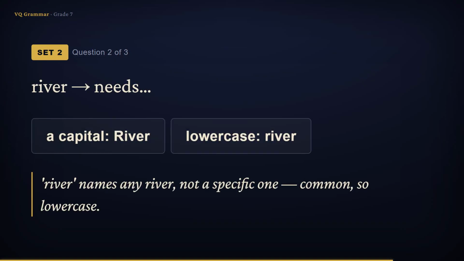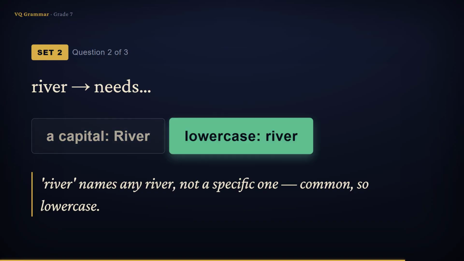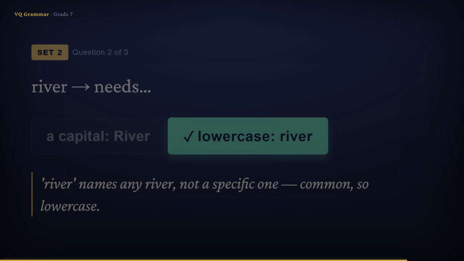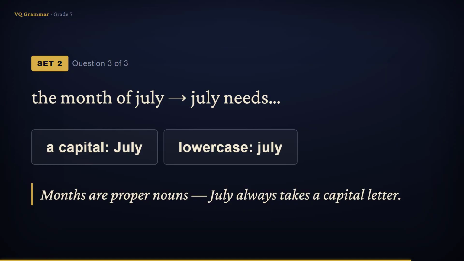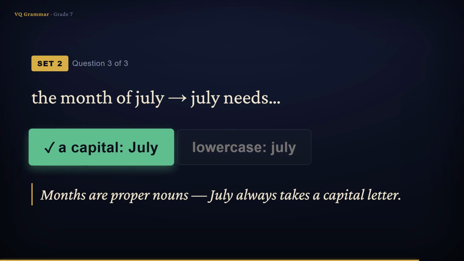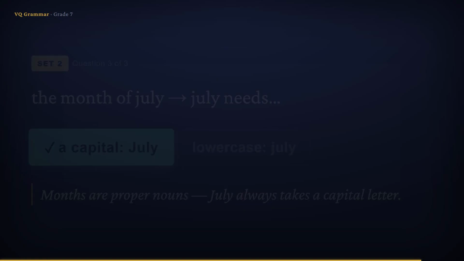River. Does this name one specific river, like the Nile, or just any river at all? On its own, it names any river, so it's a common noun. Common nouns stay lowercase, so the answer is lowercase. The month of July. The names of months point to one specific month, so they are proper nouns. That means July always takes a capital letter, so the answer is a capital letter.